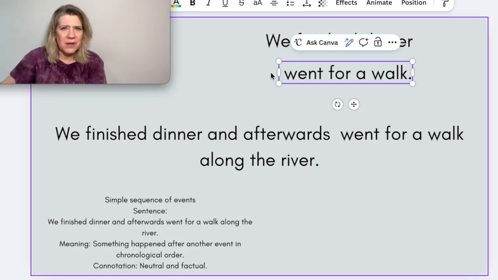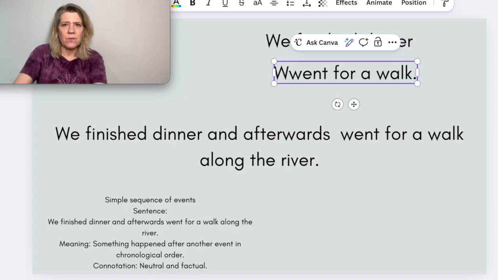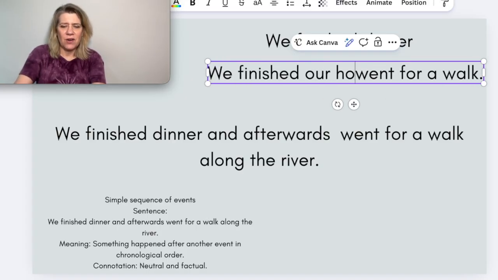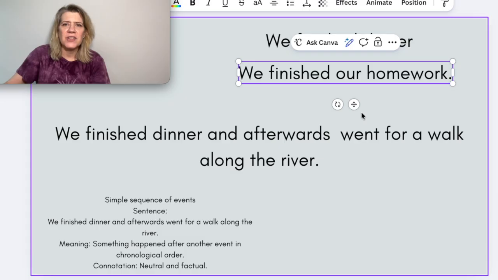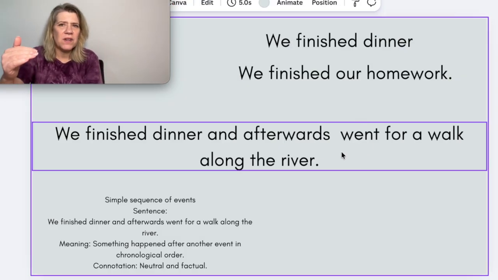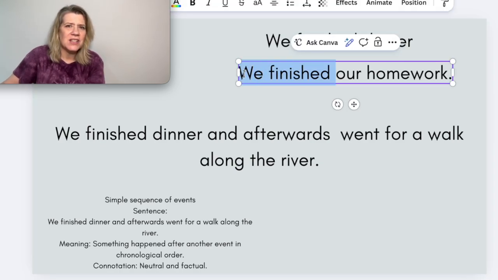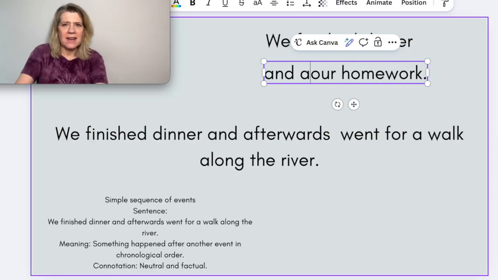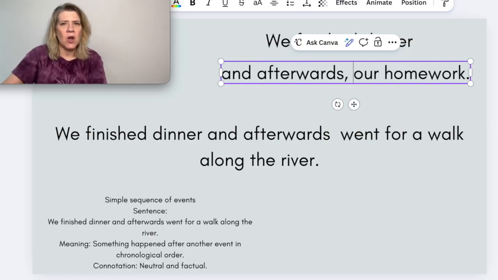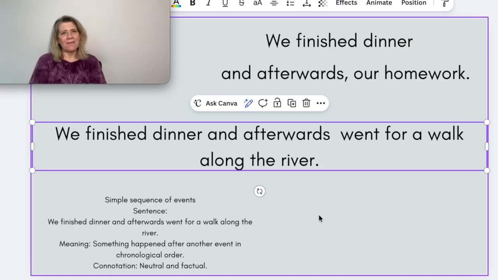Let's try a different one. We finished dinner and we finished our homework, okay? So now our two sentences are we finished dinner, we finished our homework. Do you see how we finished and we finished are the same? That means this second one I can just leave out and say, and afterwards, our homework. We finished dinner and afterwards our homework, okay? So I could take the we finished out because both sentences shared those.